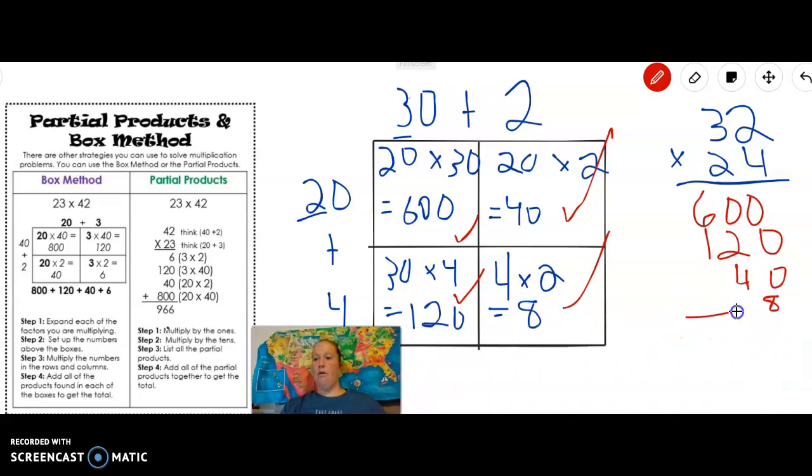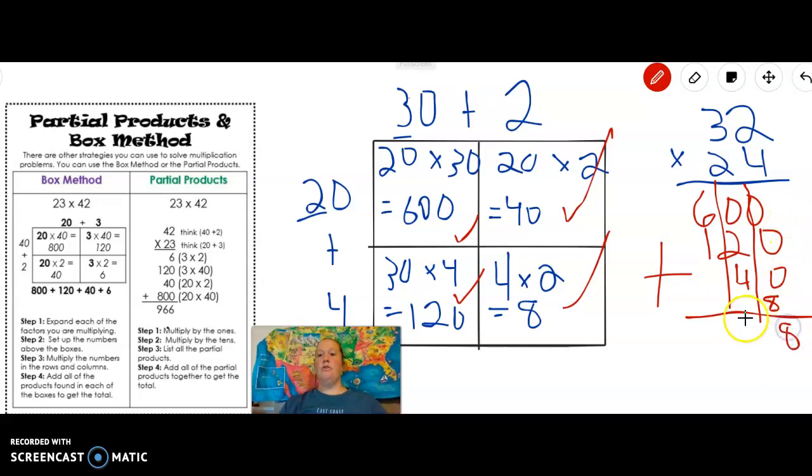All right, so when we add it, sometimes kiddos like to do this too so you can see. This is something we learned a long time ago probably, just so that we make sure we're adding correctly. 0 plus 0 plus 0 plus 8, we get 8. 2 plus 4, 6. And 6 plus 1 is 7. So our final answer is 768.